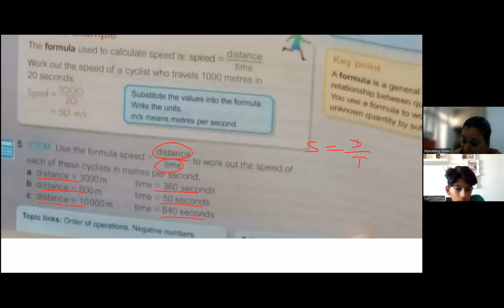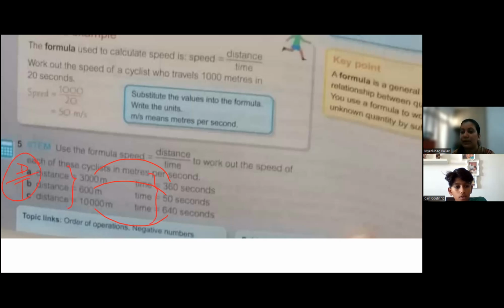That means what we have to do in actual, we have to divide 3000 by 360, then 600 we have to divide by 50, and then 10,000 we have to divide by 640. This is what we'll do because this is the formula that distance should be divided by time. So whatever distances we have over here, we'll divide them by the time, isn't it? Let's find out the answers.